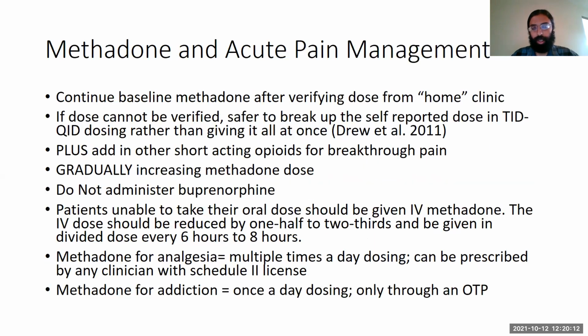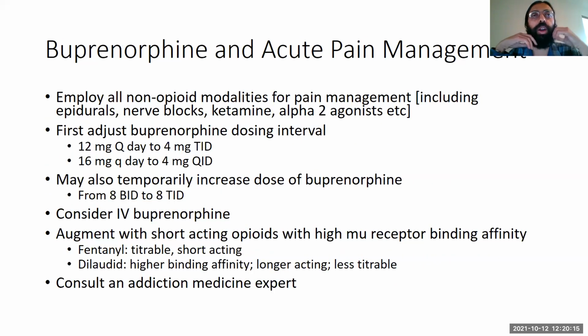Moving forward, what about the patient comes in and they're on buprenorphine, right? They're maintained on buprenorphine for their opioid use disorder, and now they've developed acute pain. So there's several different strategies, right? Of course, we ideally want to employ all of our non-opioid modalities for pain management, and there are many of them, including epidurals, including nerve blocks, including things like ketamine, right? Sub-anesthetic doses of ketamine, alpha-2 agonists such as Precedex, dexmedetomidine, or clonidine. So you really want to maximize those.